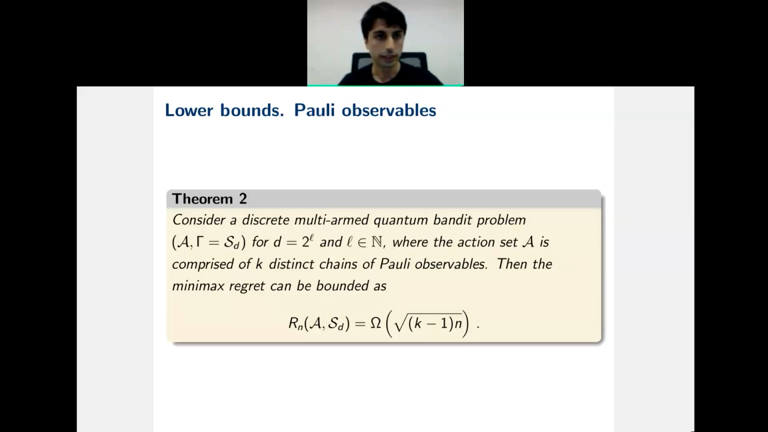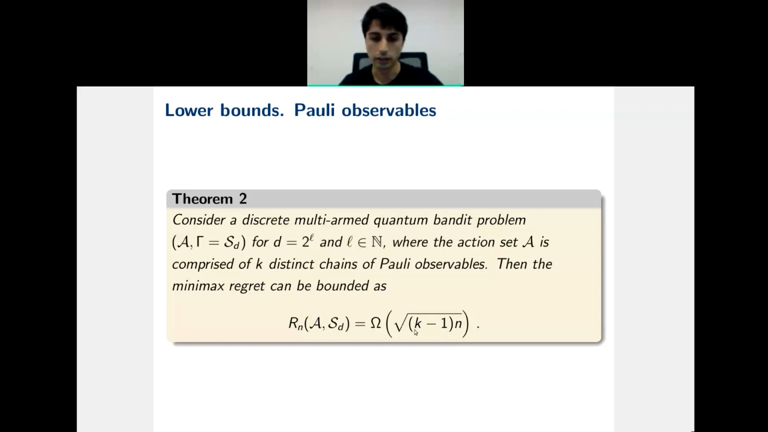So then we study some specific cases. This is a case where, again, it is a discrete multi-armed quantum bandit. But in this case, the action set is just Pauli observables. So we allow that the action set, the set of observables, has k different Pauli observables. And then we can bound the minimax regret as follows. As before, it goes as square root of n.